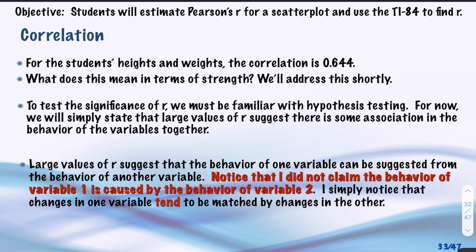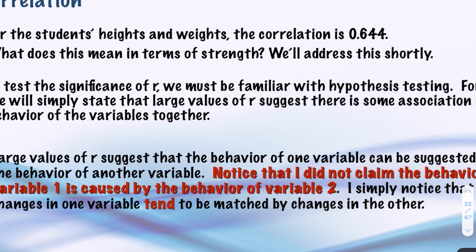To test the significance of R, we must be familiar with hypothesis testing. For now, we will simply state that large values of R suggest that there is some association in the behavior of the variables together, and that the behavior of one variable can be suggested from the behavior of another variable. Notice, I did not claim the behavior of variable 1 is caused by variable 2. I am simply noticing changes in one variable tend to be matched by changes in another variable. With statistics, we don't state certainty.